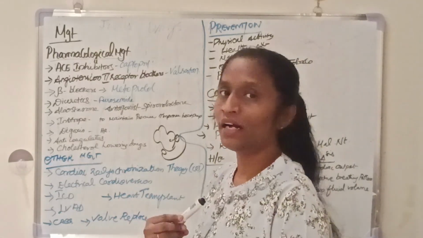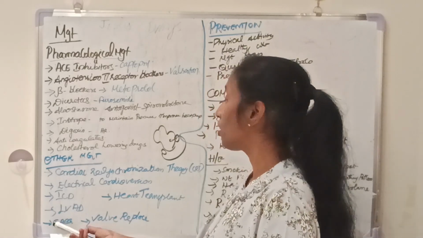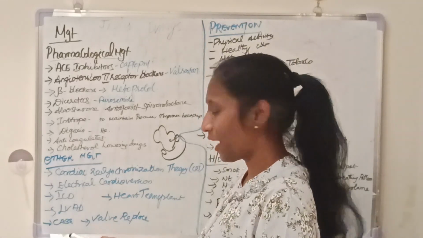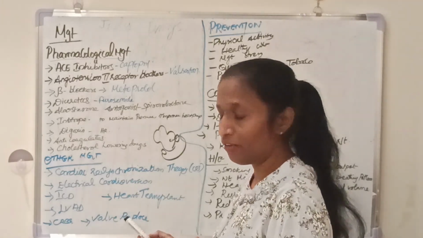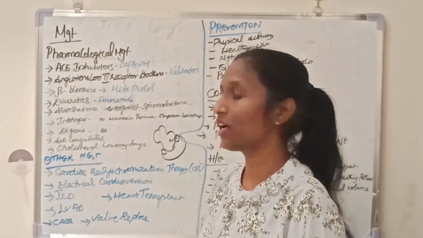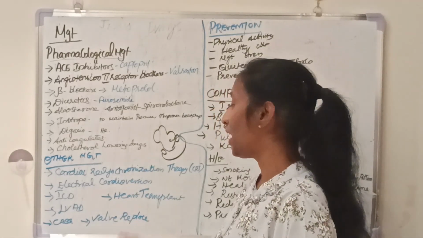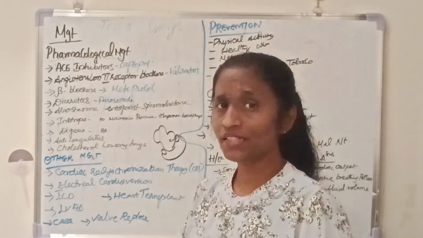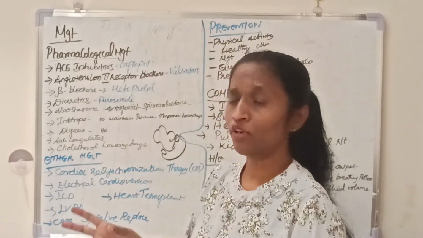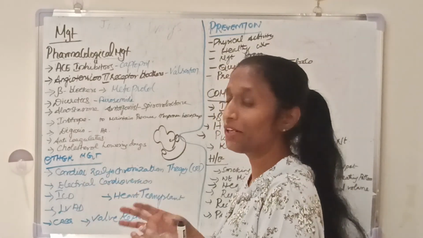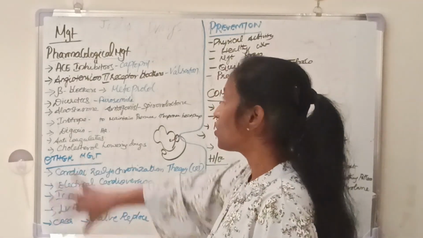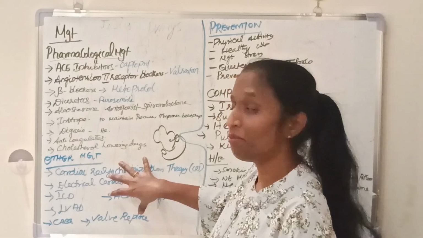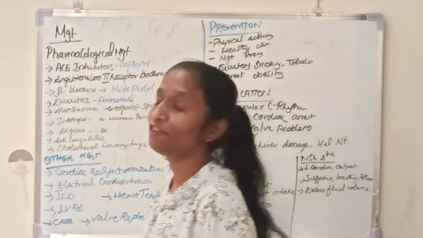And then the other surgical methods are coronary artery bypass graft, and valvular replacement. If there is any problem with the valves, we go with valvular replacement. And heart transplantation: if there is a serious failure of the left ventricle, the left side of the heart, we have to go with heart transplantation. So this is the pharmacological and other management of congestive heart failure.